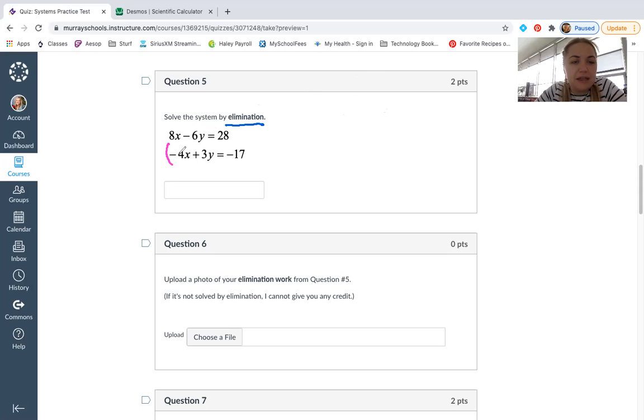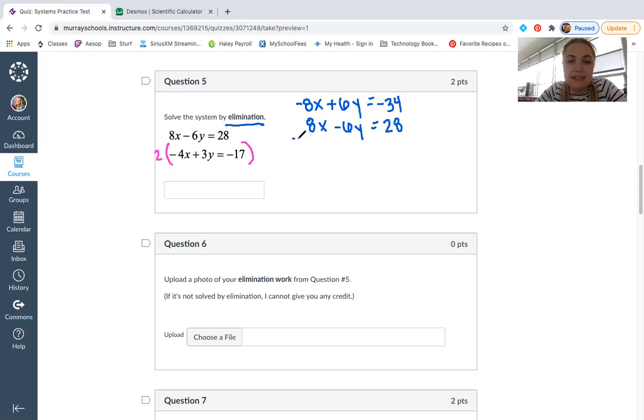I'm going to make this negative 4 into the opposite of positive 8. That means I need to turn this negative 4x into a negative 8x by multiplying a 2 there. Now, when I multiply that 2 there, I'm going to have a whole new equation that I'll write over here. Instead of negative 4x, I do 2 times negative 4x, which is negative 8x, and then 2 times 3y, which is 6y, and then 2 times negative 17, which is negative 34. Then I'll rewrite the first equation underneath it. 8x minus 6y equals 28.